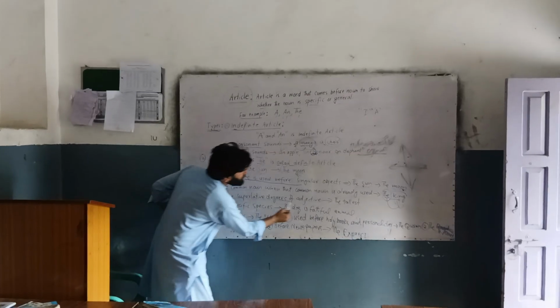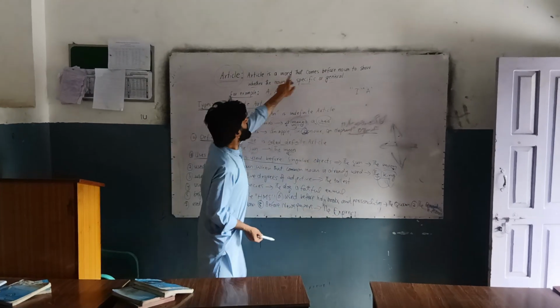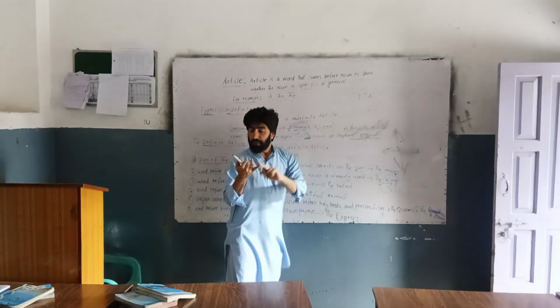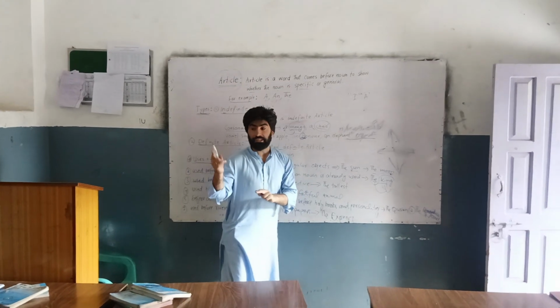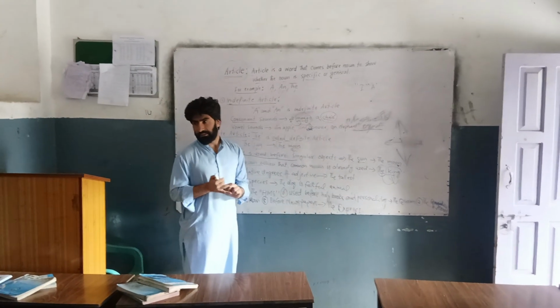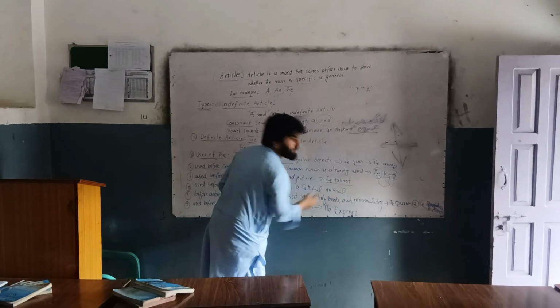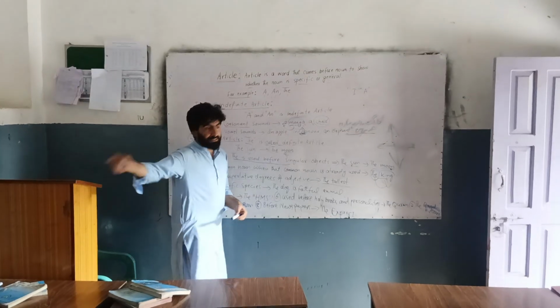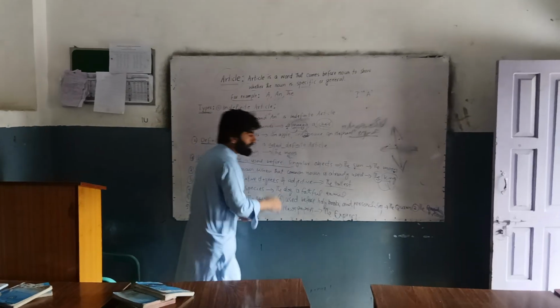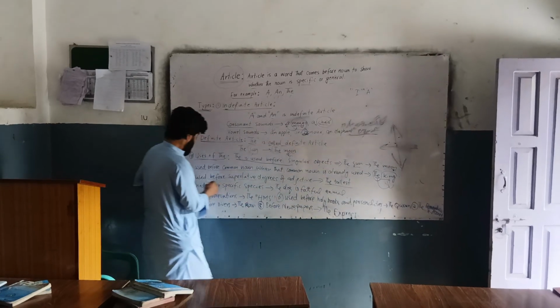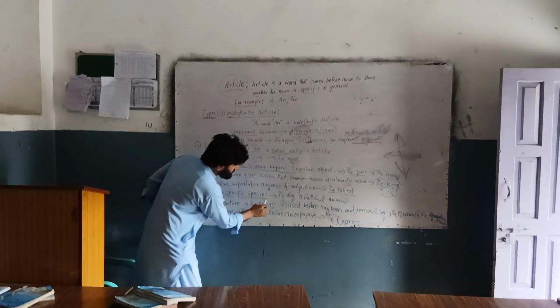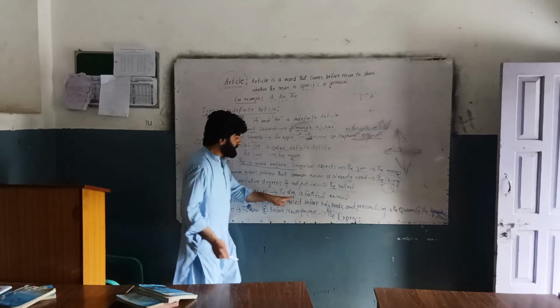Third, the is used before the superlative degree of an adjective. Article comes before a noun. In one place article will come before an adjective, that is the superlative degree of an adjective. For example, the tallest boy in the class is Sahar. The shortest girl in the class is this one. Fourth, used before a specific species. For example, dog.